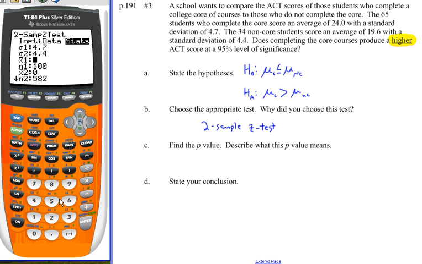Then our first average in our sample is 24. And there were 65 students. Our second average is 19.6. And that is with 34 students. Now, careful with this sign. What we want to do is have the sign that we have here for our alternate hypothesis. We're trying to show that the average of the first group is higher than the average for the second group. And we'll calculate.